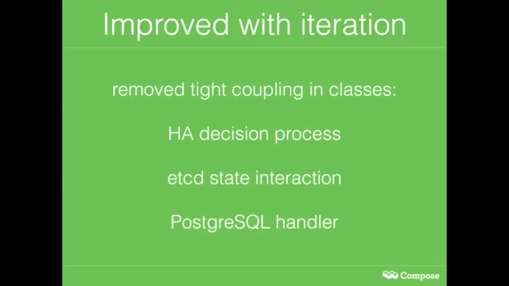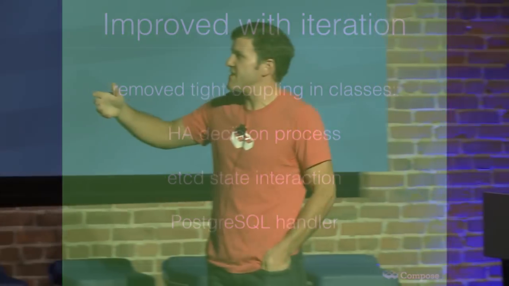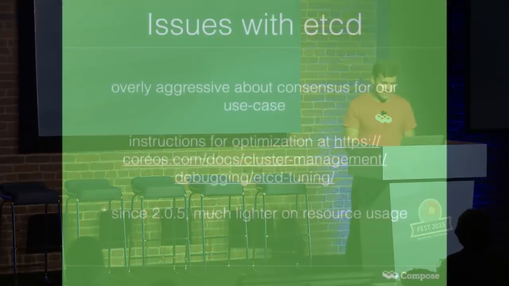Now, we improved this with iteration through. We decoupled some of the classes. We decoupled our HA decision process, our etcd state interaction, and then our Postgres handler. Now, we're going to get to code in a minute for a live demonstration. And also, you'll have code that you can actually monkey with and see how this stuff works.